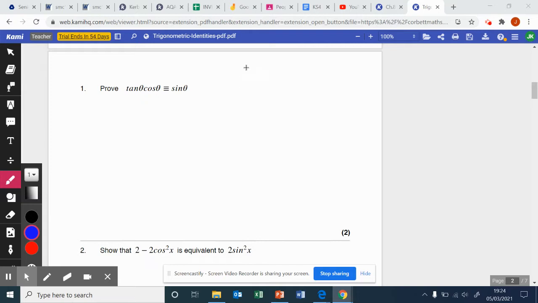So this first question requires the use of the fact that sine theta over cos theta is identical to tan theta. So let's use that to solve this question. It says prove that tan theta times cos theta is equal to sine theta.